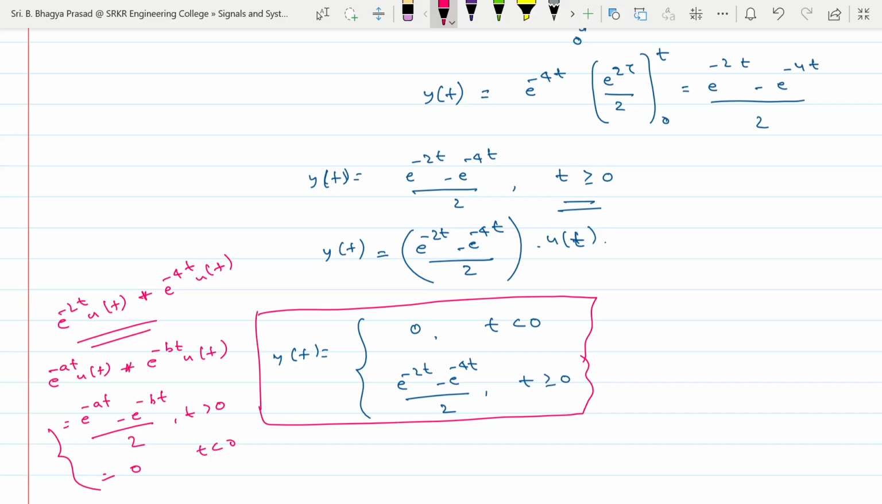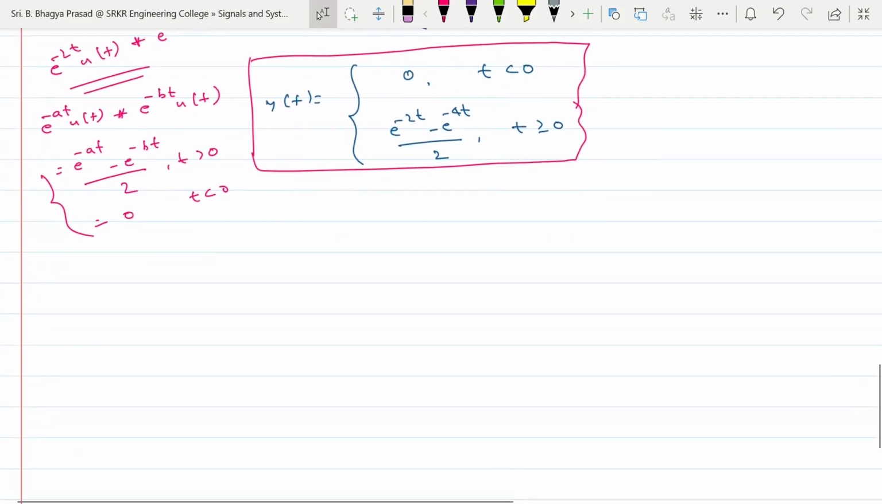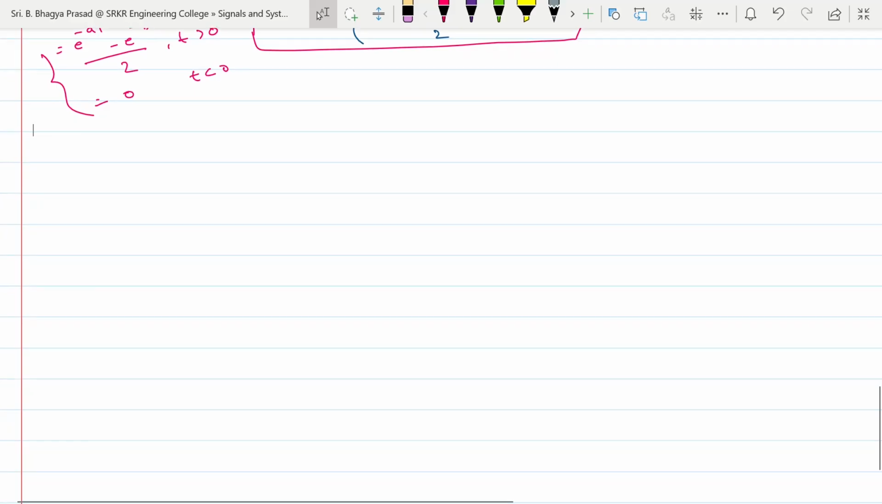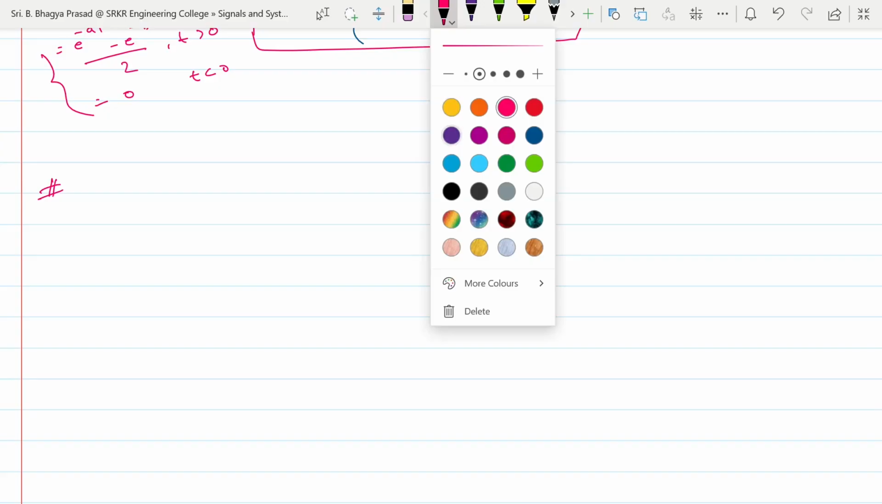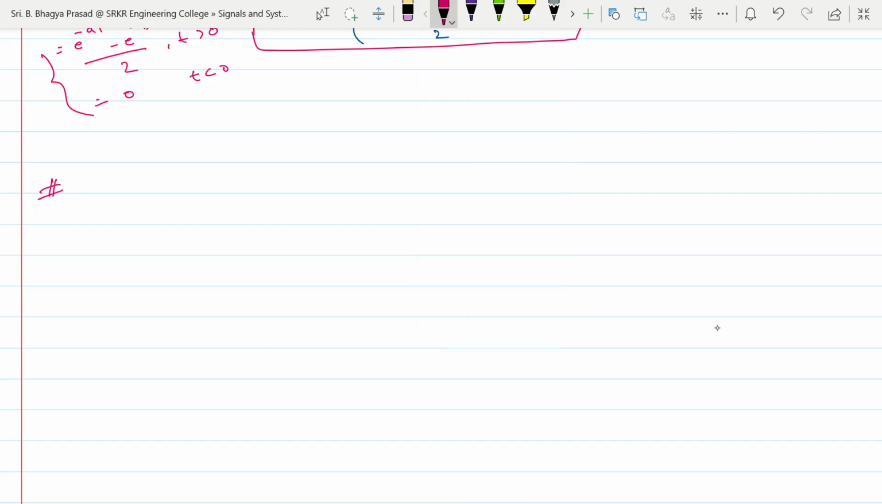Okay, right. Next, solve another problem, that is convolution of an exponential signal and a step signal. Okay, so x of t is e power minus 3t u of t and h of t is u of t plus 3. Let's solve this one.